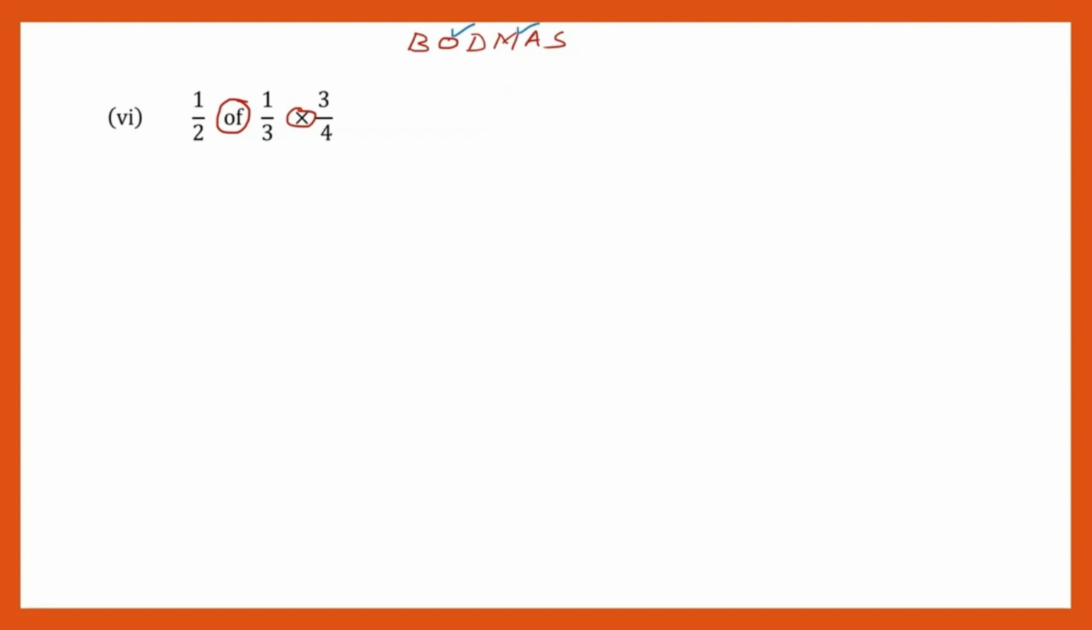So shall we start? Let me write 1 by 2 into 1 by 3 should be worked out first, and I'll continue writing my question into 3 by 4. So when I multiply the first two fractions, I get 1 by 6. That is, I multiply the numerators and then I multiply the denominators. Now I need to write the third fraction into 3 by 4. Is there something that I can cancel here?